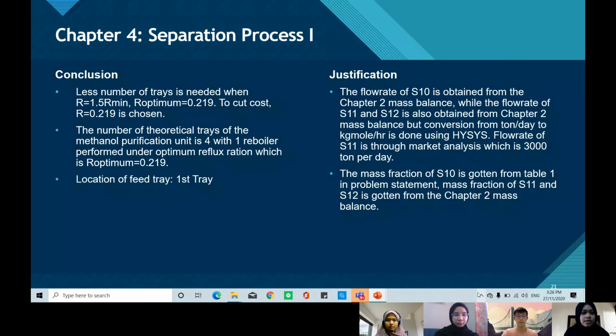For the conclusion, fewer trays are needed when R equals 1.5 R min, R optimum 0.19. To cut the cost, R 0.19 is chosen. The number of theoretical trays of the methanol purification unit is 4 with 1 reboiler performed under optimal reflux ratio, which is R optimum 0.19. Location of feed tray is first tray. I will pass to Darwisha.